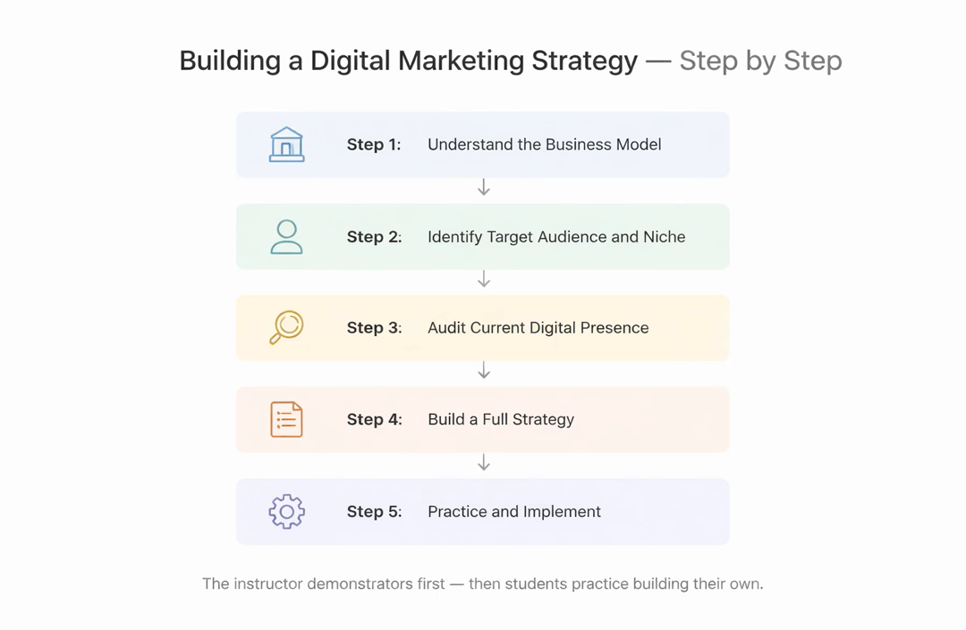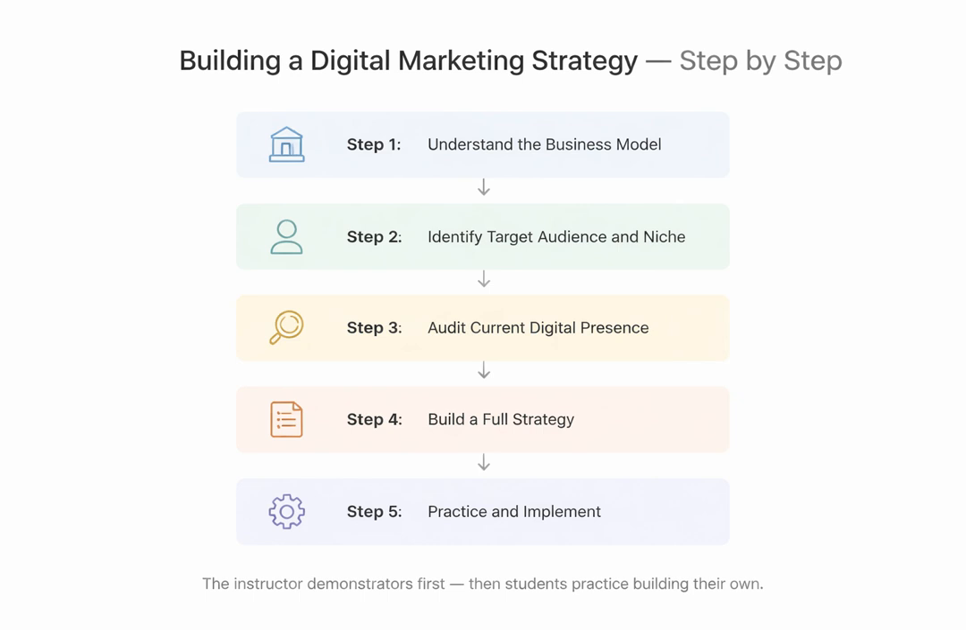First, you understand the business model. What does this business do? How does it make money? Second, you identify the target audience and the niche. Third, you audit what the business is already doing digitally. What is working? What is missing? Fourth, you build a full strategy based on that audit. And fifth, you implement and practice.